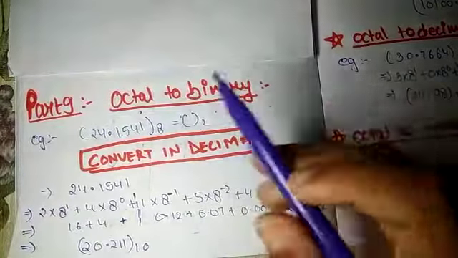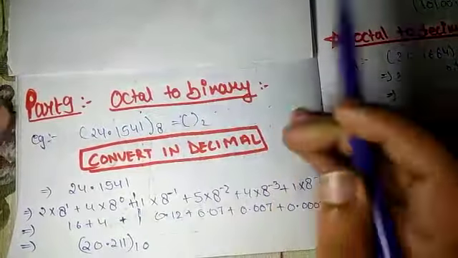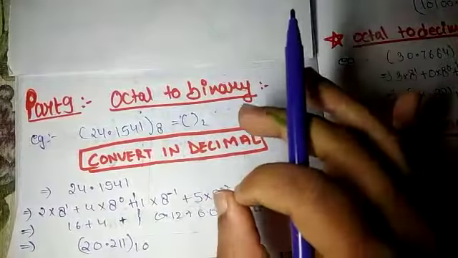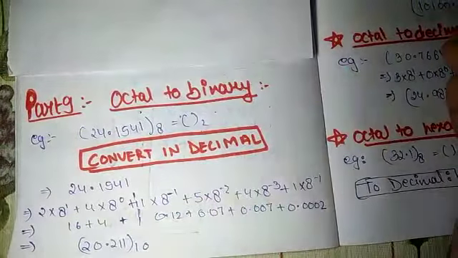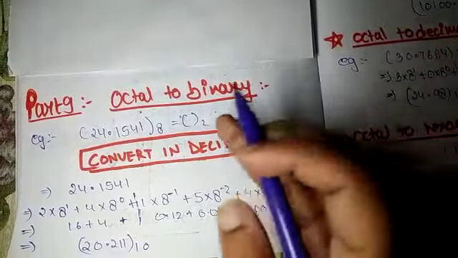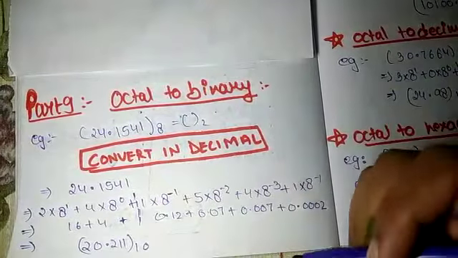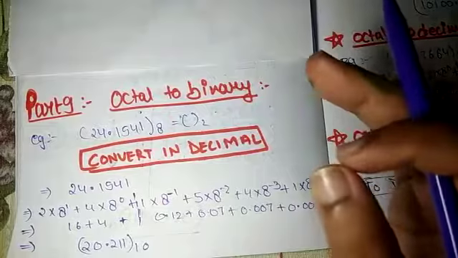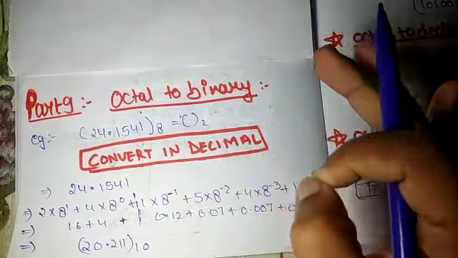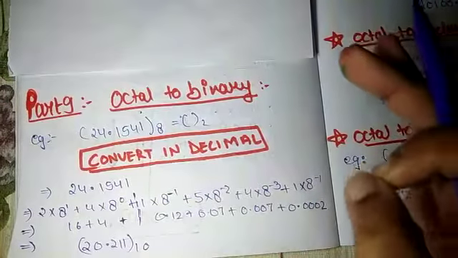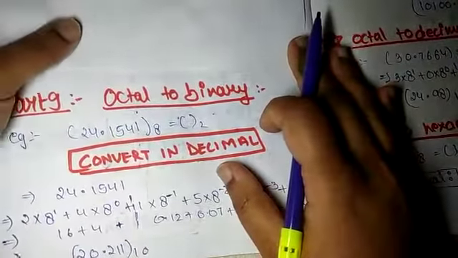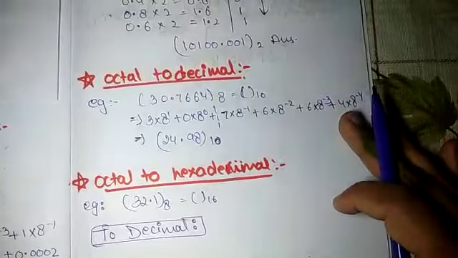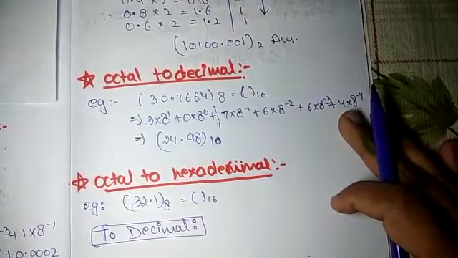Now we are coming to the next part, that is octal to binary. In this video I have covered all the conversions from octal to any other number system, that is octal to binary, octal to decimal, octal to hexadecimal. Because for understanding octal to binary or octal to hexadecimal, it is very necessary to understand octal to decimal conversion. So firstly we are going to understand the octal to decimal conversion.